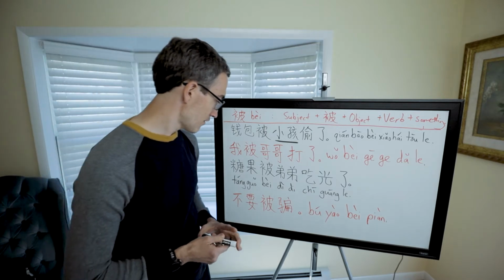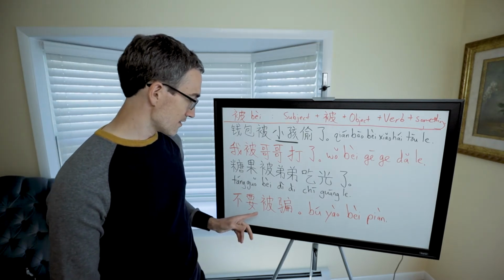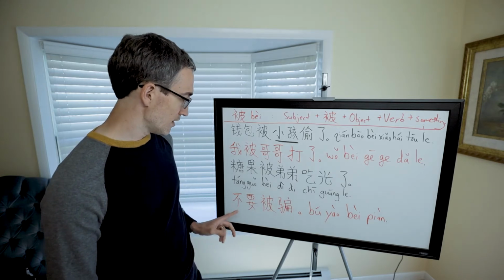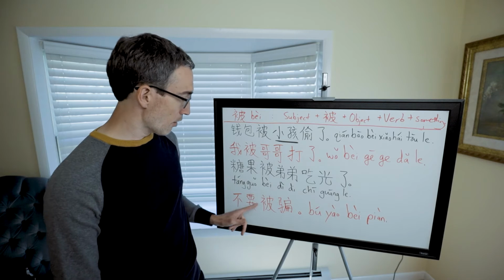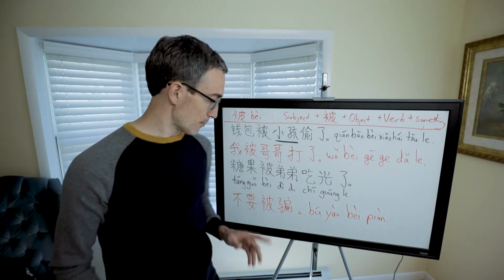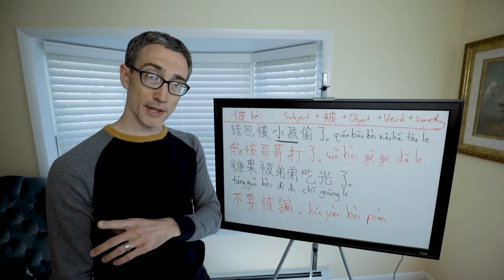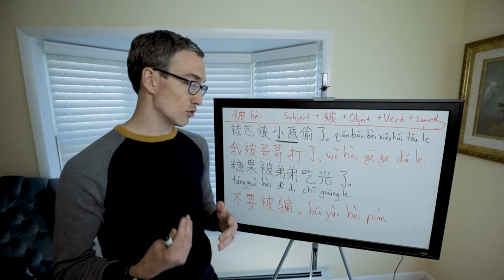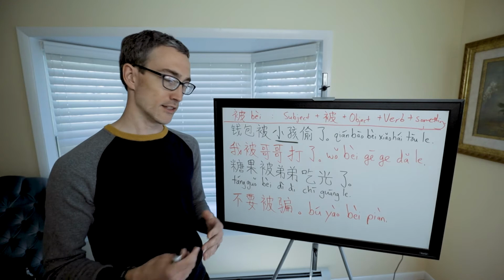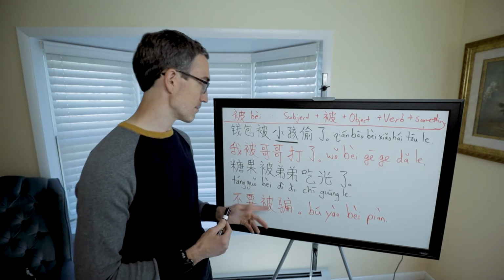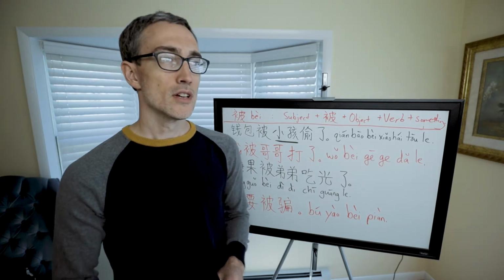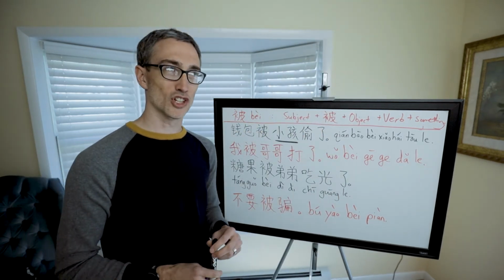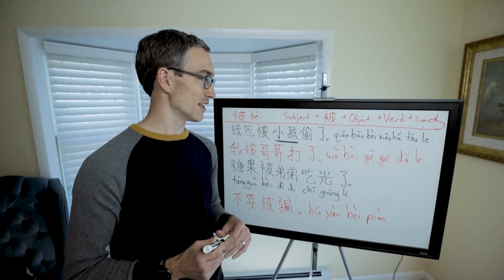Here we have another example of the object being removed, and this is in command form. 不要被骗. Remember, a negative command is 不要 or 别. 不要被骗. 骗 means to be cheated. So do not be tricked or cheated, or something like that.